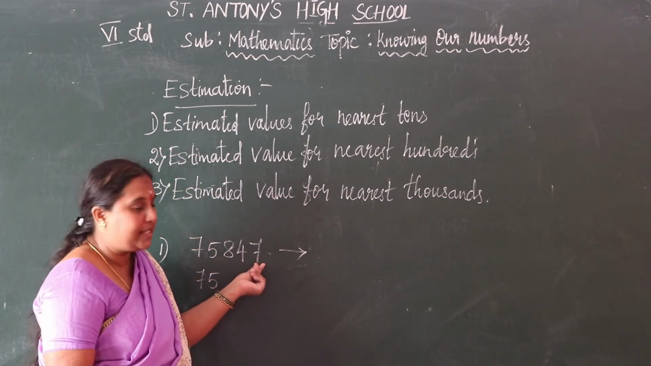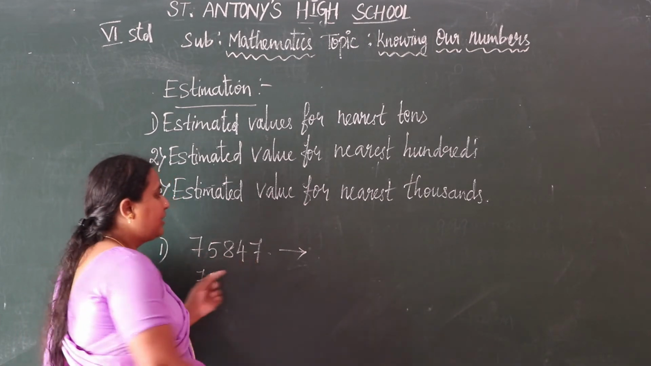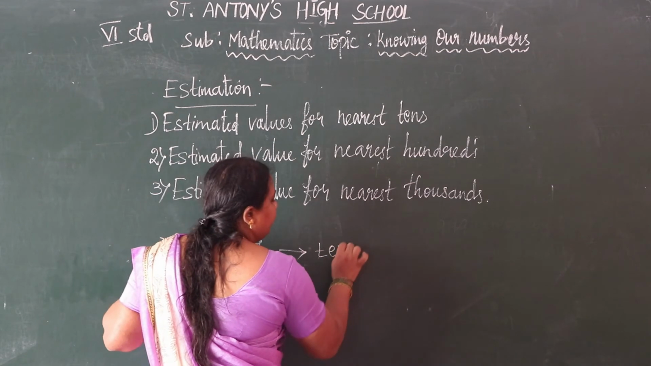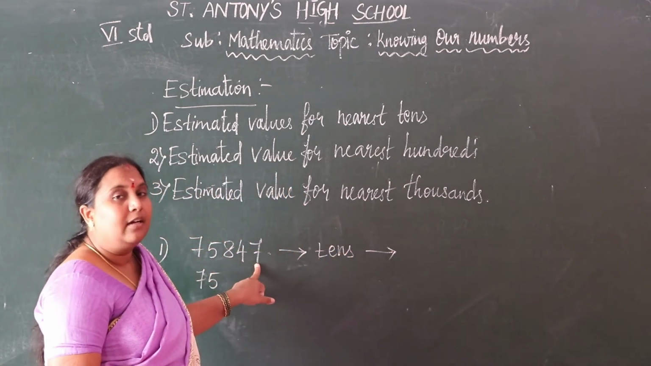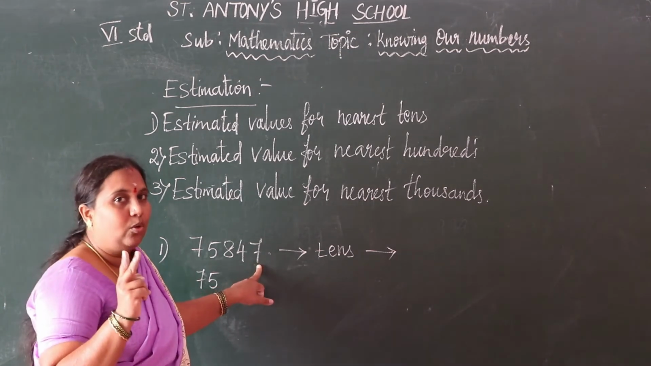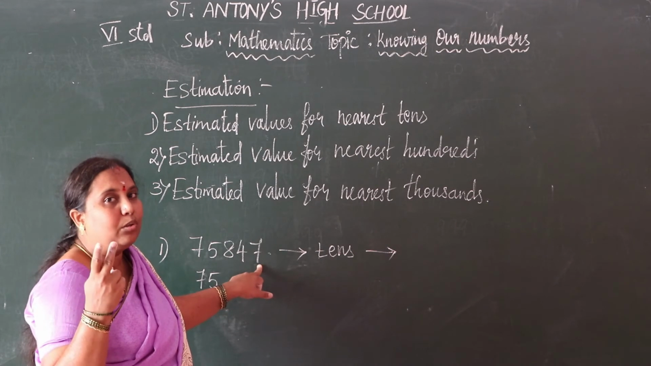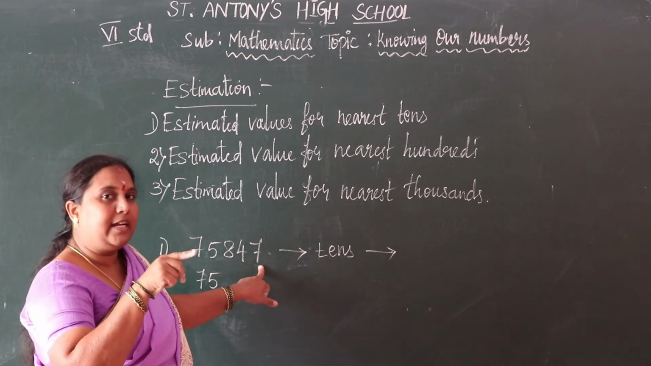In units place, the other numbers are not considered. In units place we can change. Okay, in tens, nearest tens. So in the units place it is a 7. So 7 comes under rule 2. What is rule 2? The number is rounded off to 0 and increase 1 in tens place.